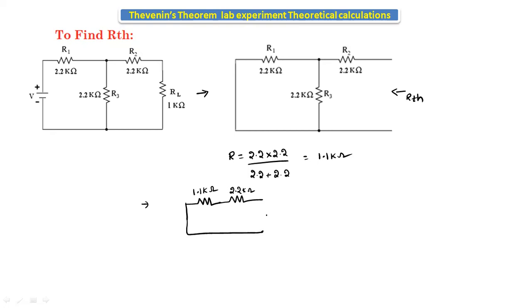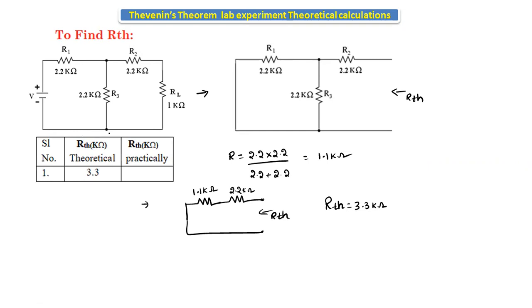Here these two resistors are converted into one single resistor by using the parallel operation. We got 1.1 kilo ohm. Next, that 1.1 kilo ohm is connected in series with 2.2 kilo ohm. If we calculate RTH, 1.1 plus 2.2, we will get 3.3 kilo ohms. This is the procedure to find RTH. The RTH value we got is 3.3 kilo ohm.